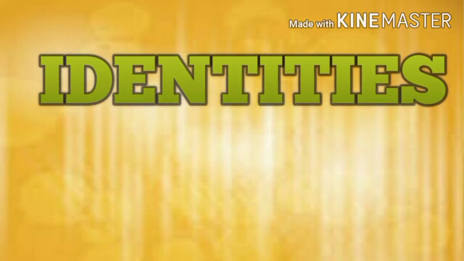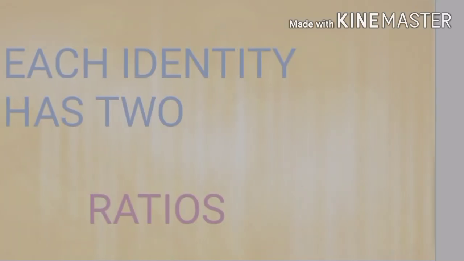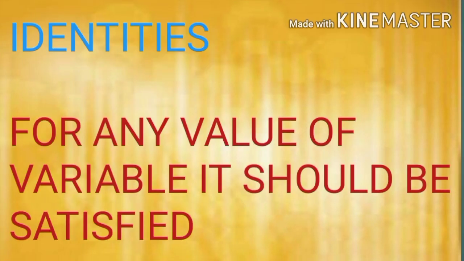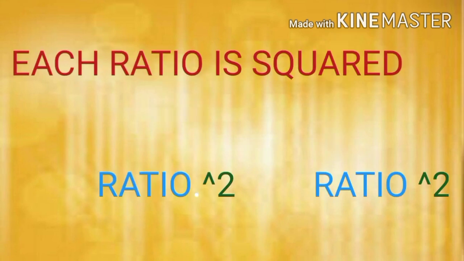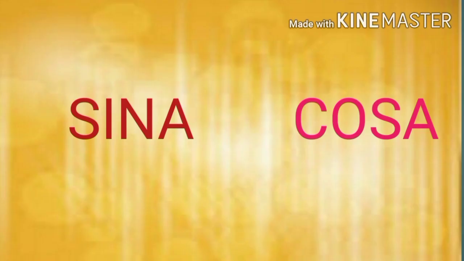After that, you come to the identity concept. I would like to introduce the identity concept, which is a very important fundamental in trigonometry. Now we have only three identities. Each identity has two ratios. Each ratio comes in only one identity. Therefore, six ratios fall into three identities. Each identity is equal to 1. Every ratio should be squared. The first one is sin square A plus cos square A is equal to 1. That means the first identity comes from the first two ratios.